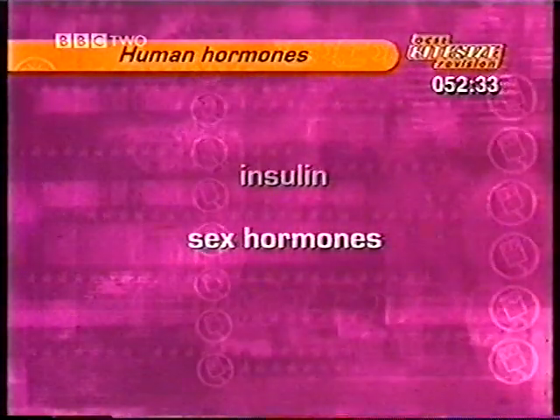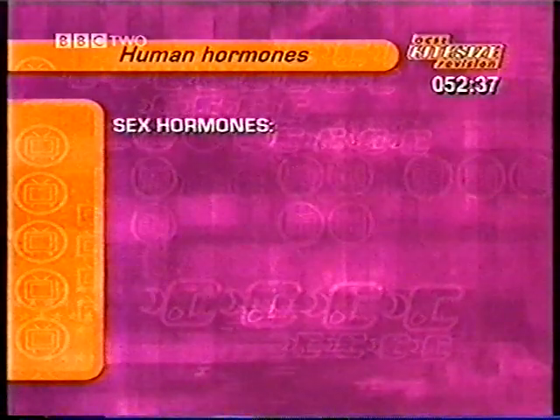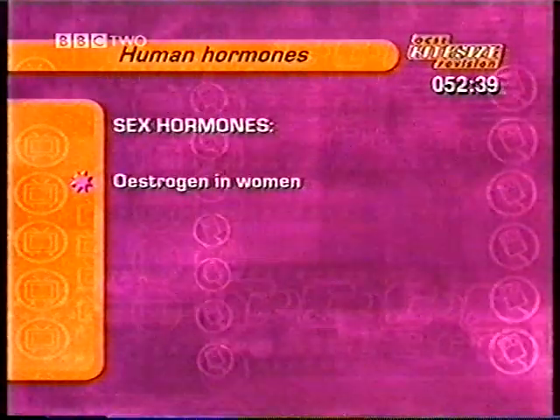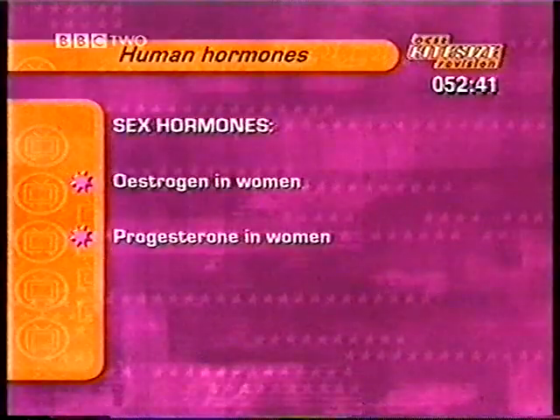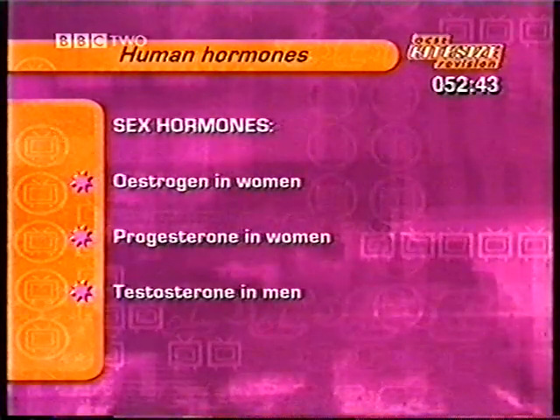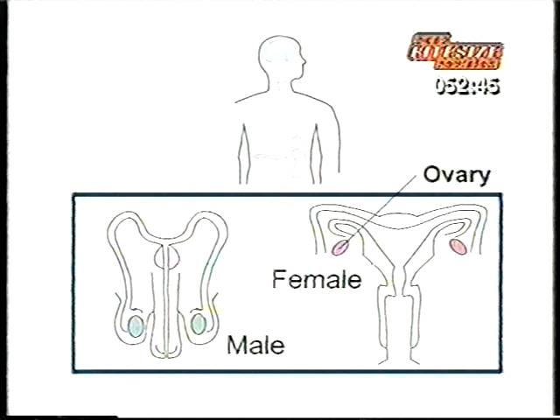Next, sex hormones. Make sure you know the role played by the human sex hormones. These are estrogen and progesterone in women and testosterone in men. The ovaries produce the female sex hormones estrogen and progesterone. They're responsible for sexual development and the menstrual cycle. The testes produce the male sex hormone testosterone. It controls male sexual development and the production of sperm.